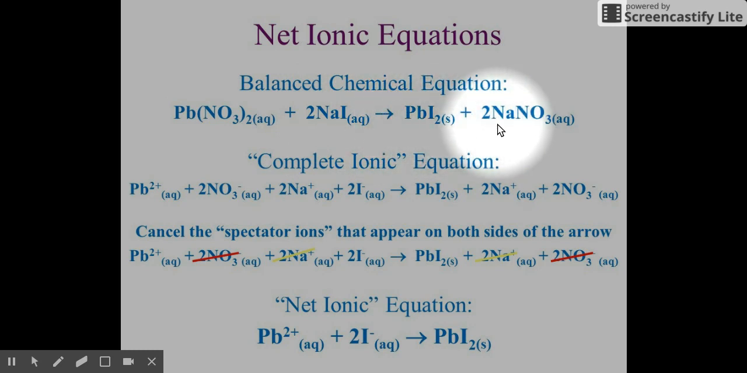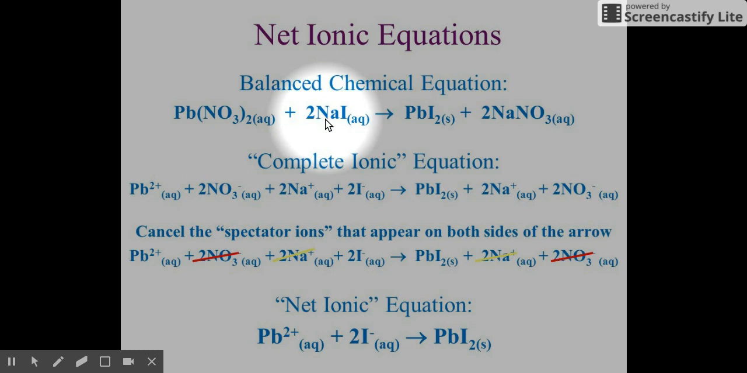Next, we split those that are aqueous into their component ions. So lead(II) nitrate becomes Pb2 plus. Nitrate is NO3 negative, but you need to put a 2 for nitrate because there is a parenthesis here, which means there are 2 of that. So you need to transfer the subscript 2 as a coefficient because you're splitting the ions already.